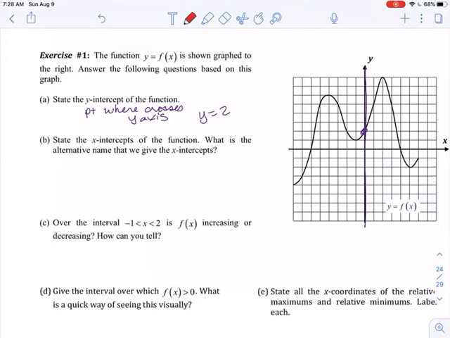State the x-intercepts of the function. Well, that's where it crosses the x-axis. Let's find my x-axis, it's right here. Where is it crossing my x-axis? Right there at x equals 4. And on the left at x equals -6. These are also called the zeros.